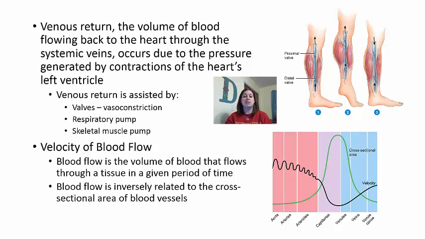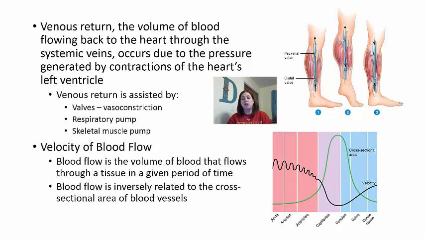Now, how fast does the blood flow in all these different areas? That's what velocity is talking about. So when we talk about how fast the blood flow is, it's the volume of the blood that flows through a tissue in a given period of time. So it's the amount in a certain amount of time. Now, blood flow is inversely related to the cross-sectional area of the blood vessel. Okay, so the bigger the blood vessel, the quicker or the higher the velocity is going to be.